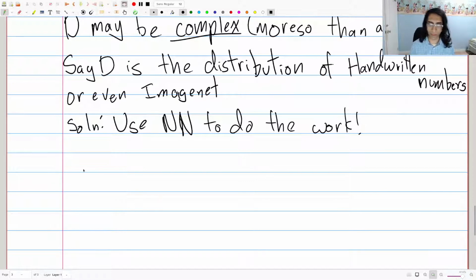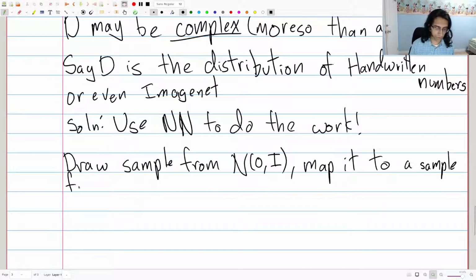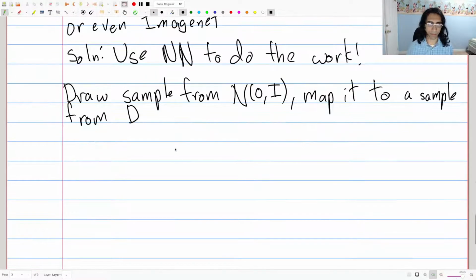So, what distribution do we know and understand? Well, the simplest probability distribution that we can sample from is the Gaussian distribution. So we're going to draw a sample from N(0, I), the identity covariance Gaussian, and map it to a sample from D.